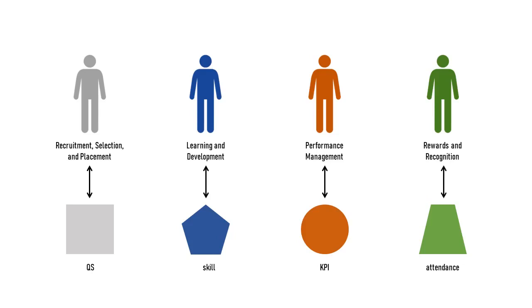Then for example, rewards and recognition. Some companies may recognize some indicators. For example, attendance. Sometimes a company would reward an employee who has perfect attendance, but sometimes attendance is not a good measurement of how competent a person is. It does not mean that when a person goes to the office every day, then that person is smart or competent.